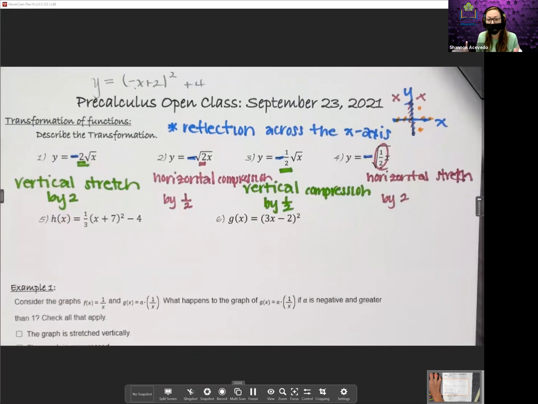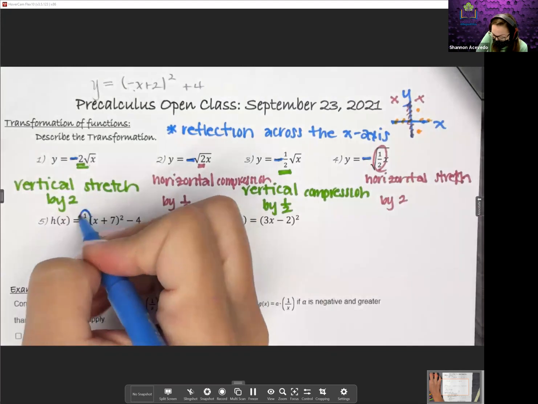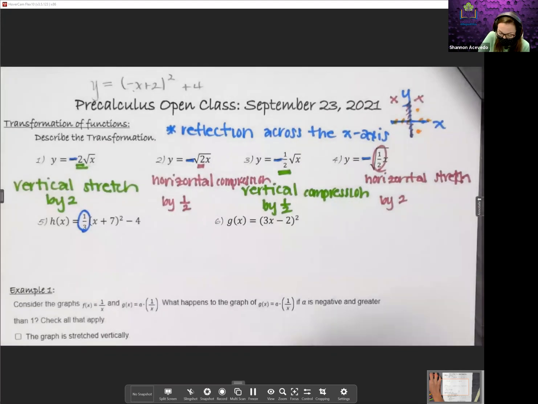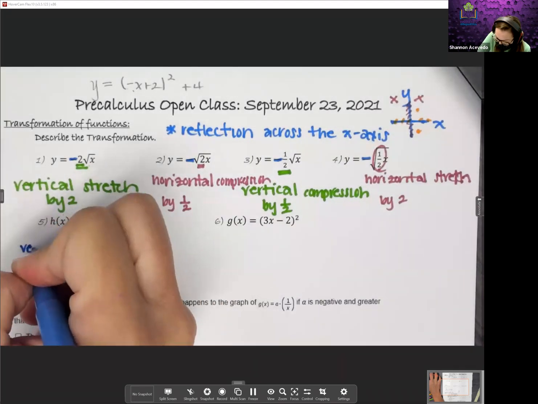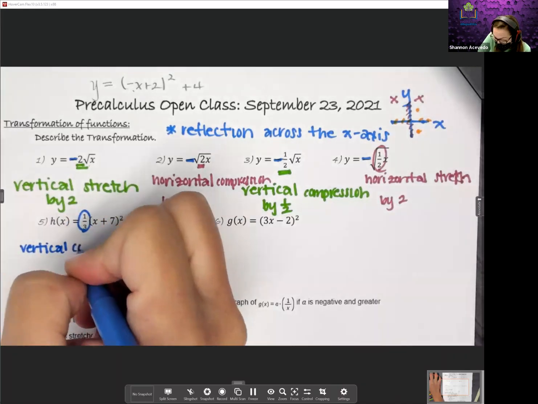My next two are kind of fun because this is just putting everything together. This was just to help you compare some of the differences. When I look at number 5 and 6, it's really putting a lot of pieces together. So this number out in front, again, that's going to be our vertical because it's out in front. It is less than 1, so it's a vertical compression.